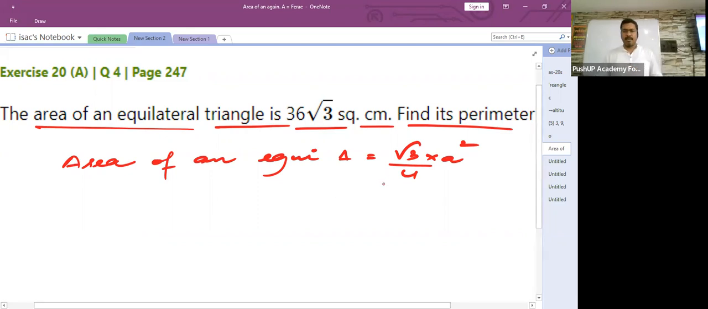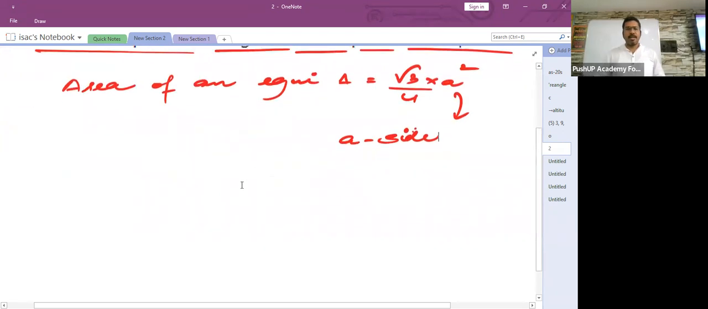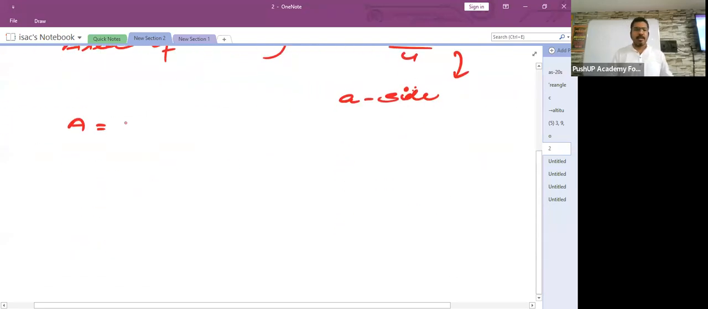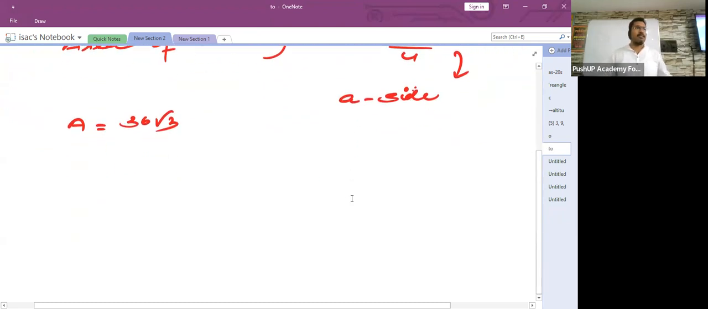Now what is a? Children, what is a? A is the side of an equilateral triangle. Okay? What does a denote? The side of an equilateral triangle. So please learn this formula by heart. Area is equal to root 3 by 4 a square. Now here in this question, they have already given the area of an equilateral triangle as 36 root 3 centimeter square. And they are asking us to find what? The perimeter.